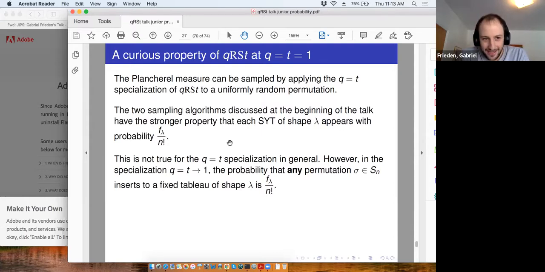It's easy to see this if you start with the identity permutation. Because if you start with the identity permutation, you're just always doing the hook walk. You first put in 1, then you put in 2, then you put in 3, there's no bumping. But if you take a different permutation, then you have some hook walk steps, but you also have some bumping. And somehow the bumping works out so that you still get this same probability of getting any tableau. So we thought that was kind of curious.